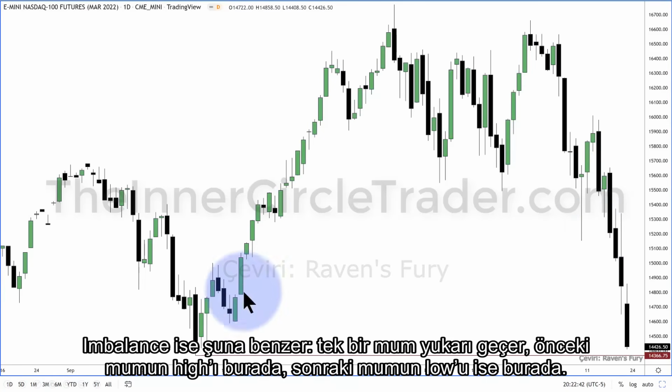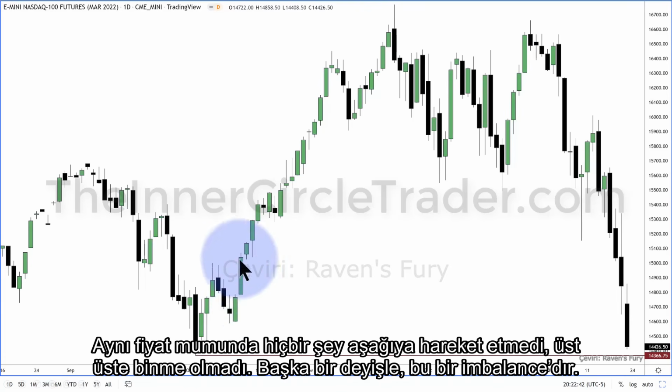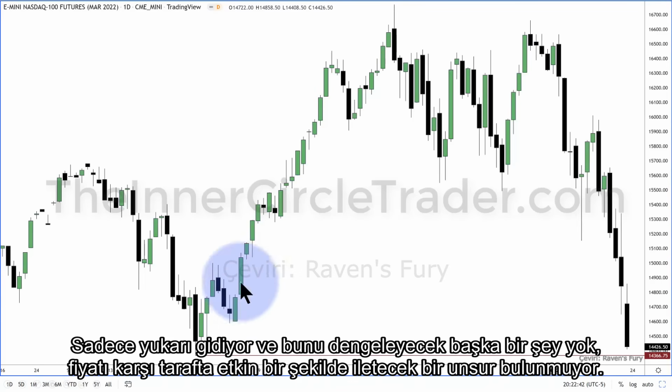Imbalances is something like this over here, where you have one single candle pass higher, and the previous candle's high is here, and the next candle's low is here. So it only went up one candle, nothing moved down to overlap with that same delivery on that price candle there. So in other words, that's an imbalance. It's only going higher and nothing else is here to offset that and efficiently deliver price on the opposite end.